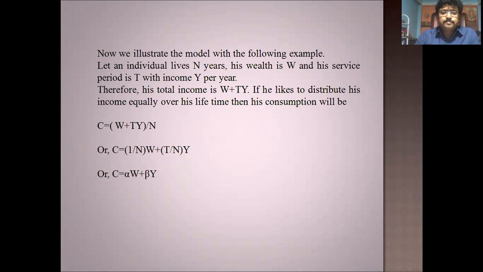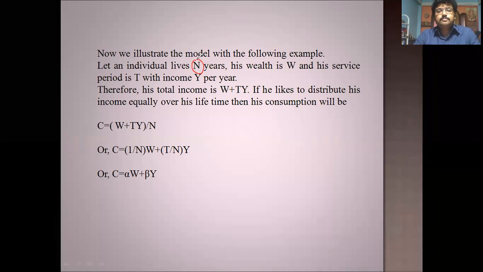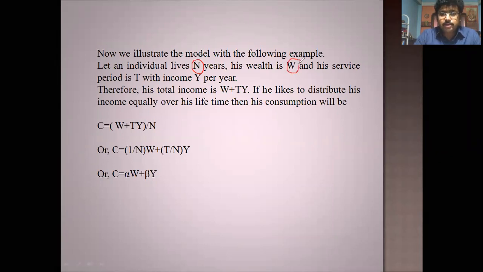Look, let an individual live N years, and his wealth is W. And his service period is T years, with income Y per year. Therefore, his total income is W plus TY. W is the wealth, T is the time period of his service, and Y is the income per year. So this is his total income.